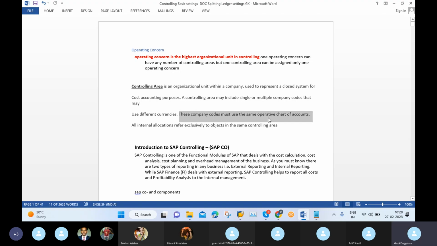Why are you using it? To maintain the day-to-day business transactions, right? For those, the operative chart of accounts is mandatorily single, the same operative chart of accounts. Only those company codes we can assign to one controlling area. So if you want to assign n number of different company codes to one controlling area, what is the primary requisite? What is the primary condition? In interviews, they are asking questions like this.